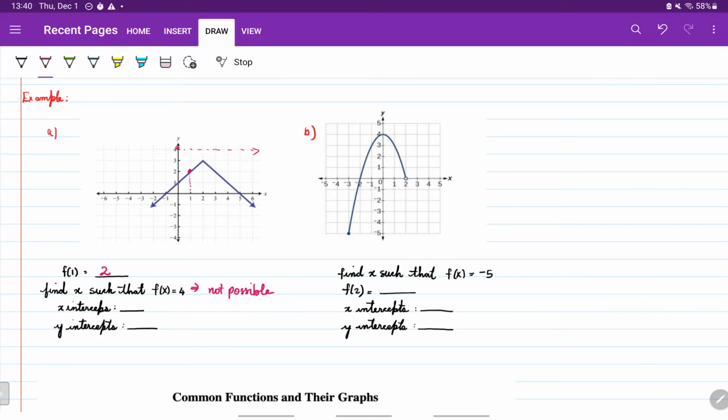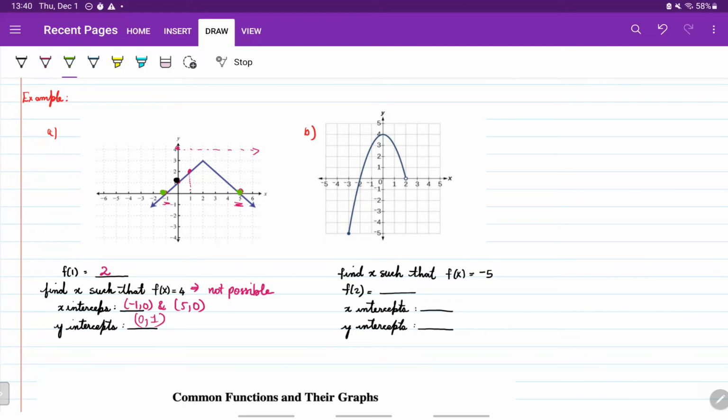Next, it's the x-intercepts. The x-intercepts are the points at which the graph meets the x-axis. So here there are 2 points, here and here. That is (-1, 0) and (5, 0), the 2 ordered pairs which are the x-intercepts of our function. And what is the y-intercept? That's where the graph meets the y-axis, which is at (0, 1).